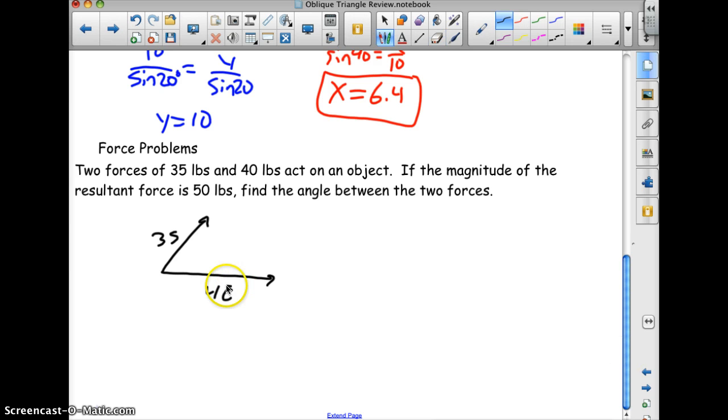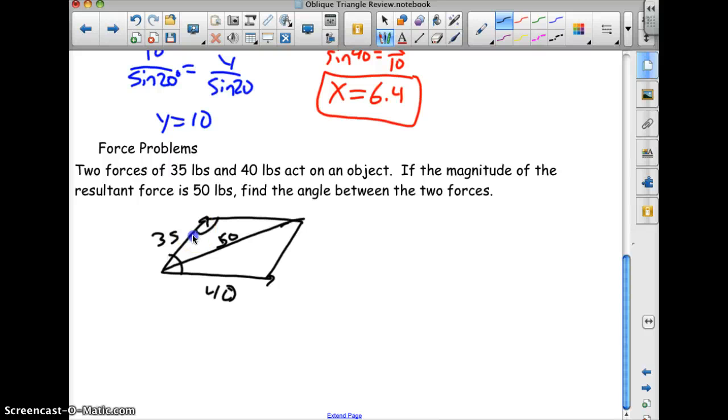I'm telling you that the magnitude of the resultant, that's like where the object actually moves, is 50. I'm going to get this force parallelogram here, and 50 is the resultant. It wants me to find the angle between these two forces. And the problem is I can't find that angle directly.